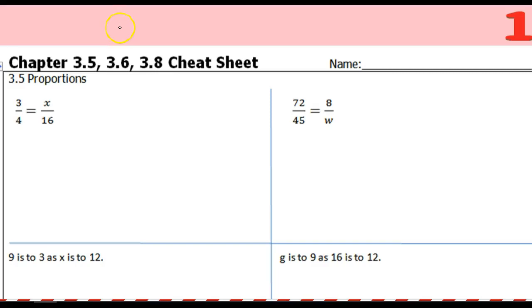Welcome. Today we are reviewing for your Chapter 3 Part 2 test. So this is going to cover 3.5, 3.6, and 3.8. The first thing we have is 3.5, and that's proportions.